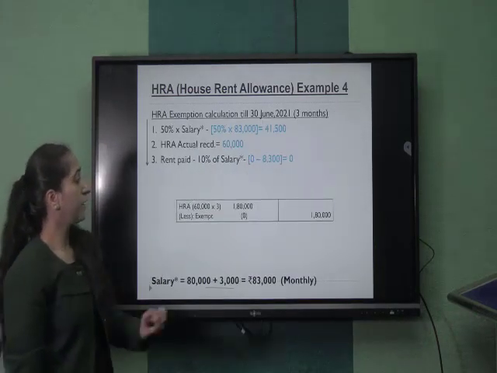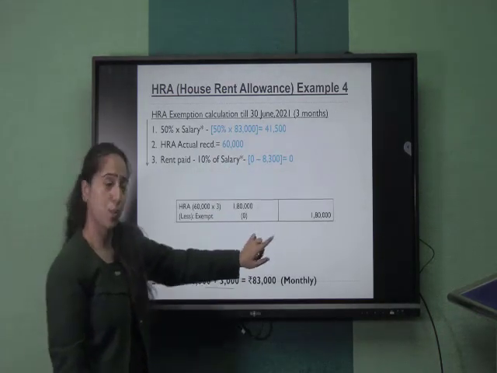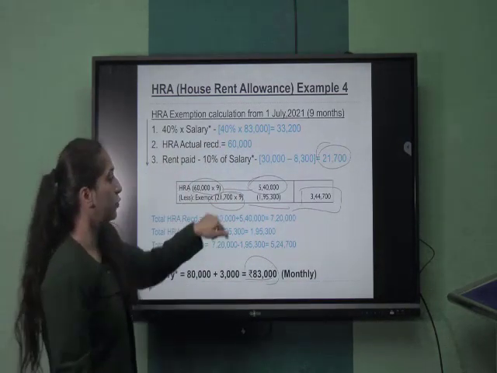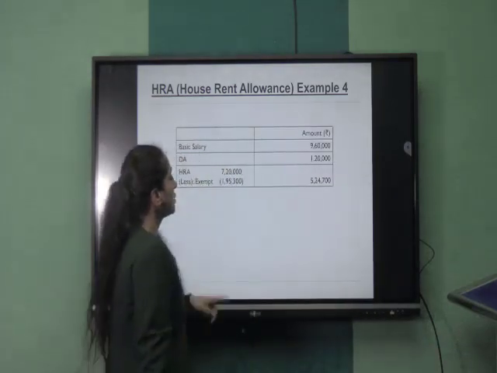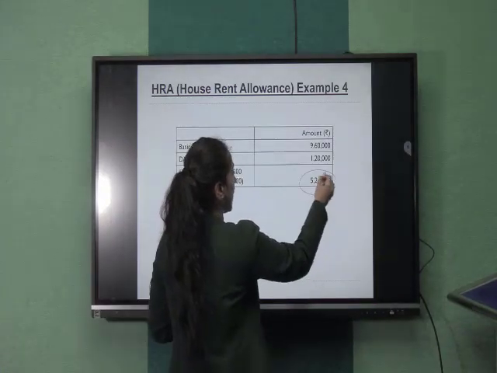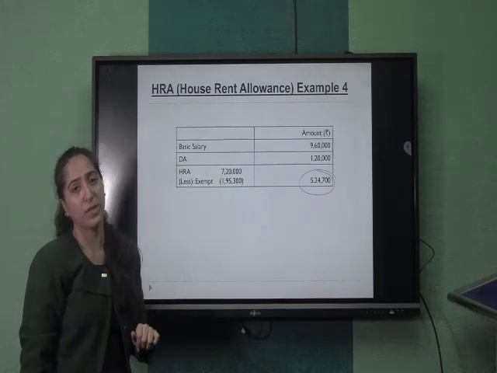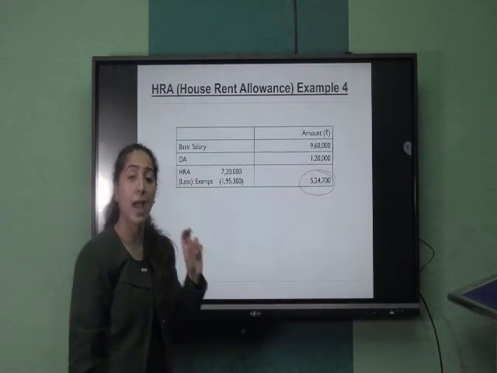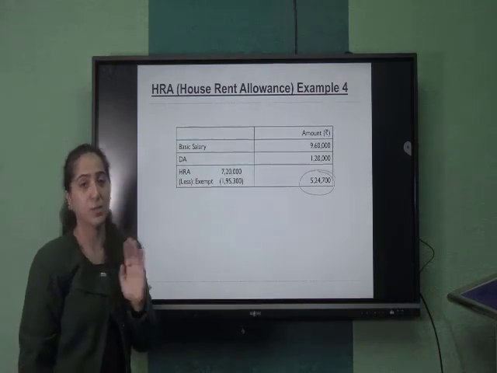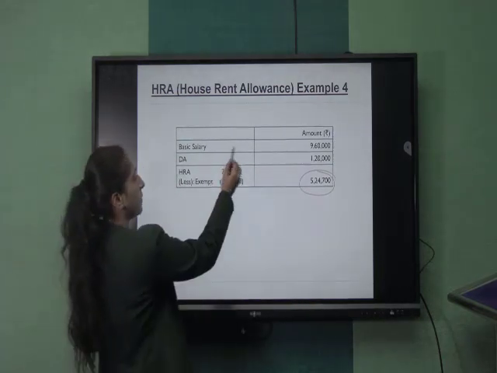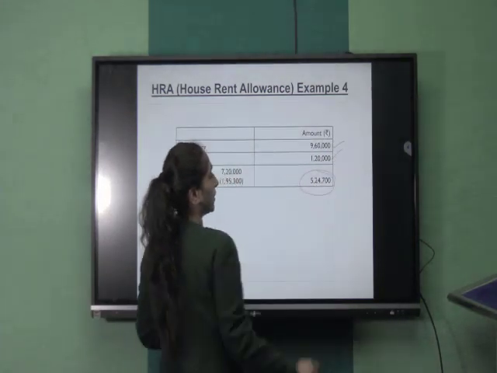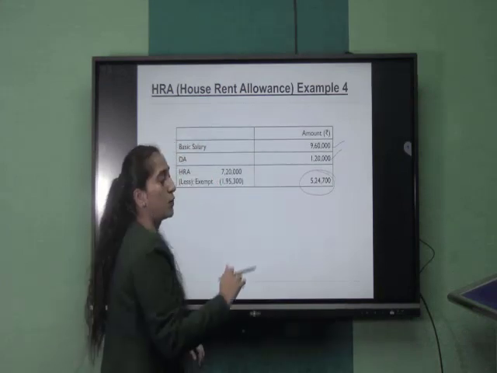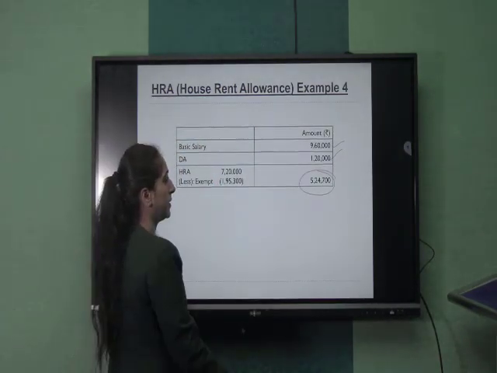So taxable HRA for the first 3 months is 1,80,000, plus for the next 9 months it comes out to be 3,44,700. So our total HRA which is taxable comes out to be 5,24,700. This is going to be our taxable HRA, and if you want to calculate taxable income under the head salary, you can add your basic salary and your total DA. By adding all these three, you will get your taxable income under the head salary.